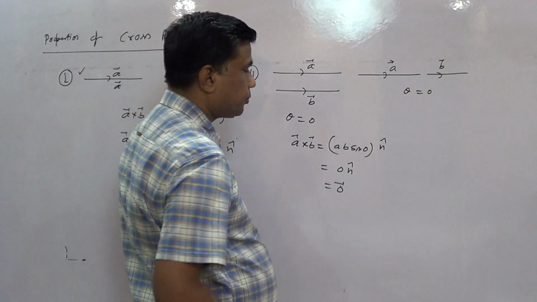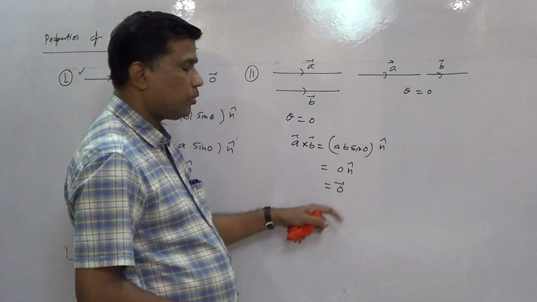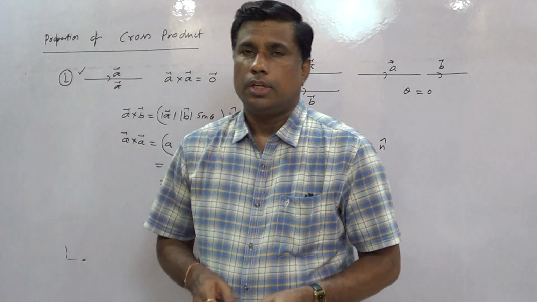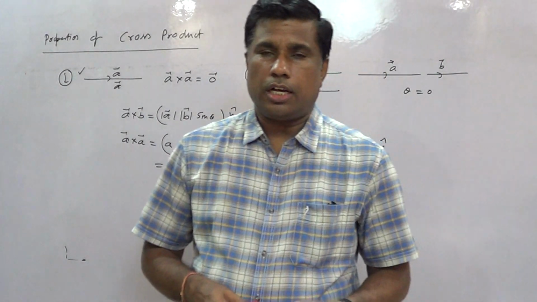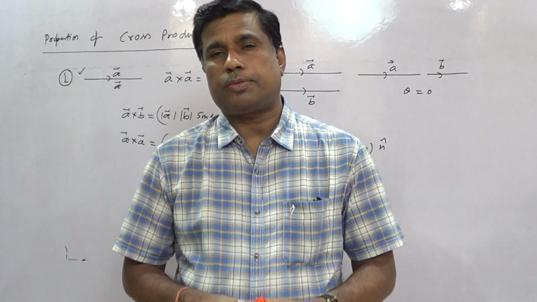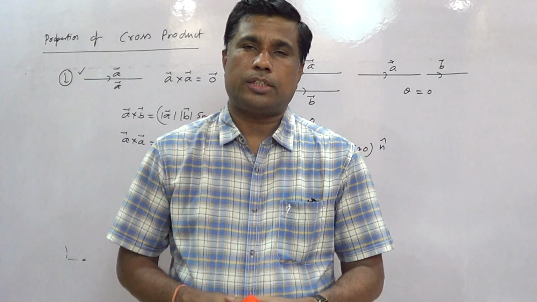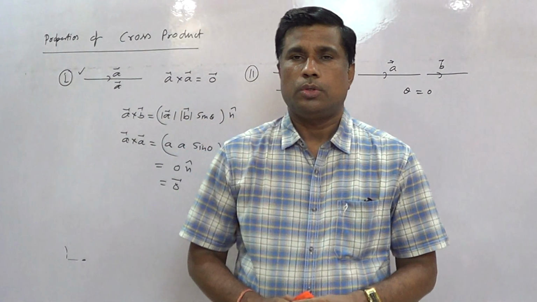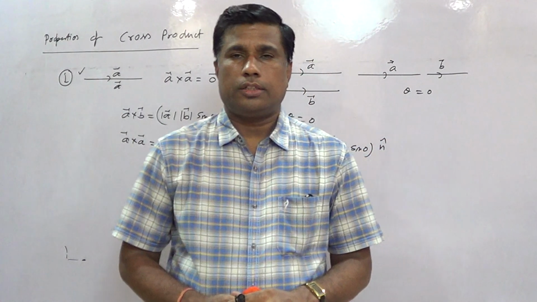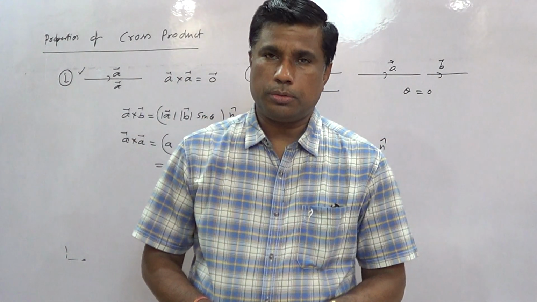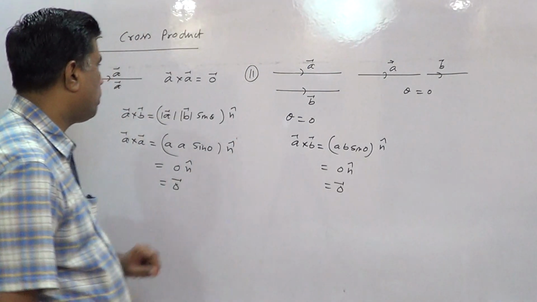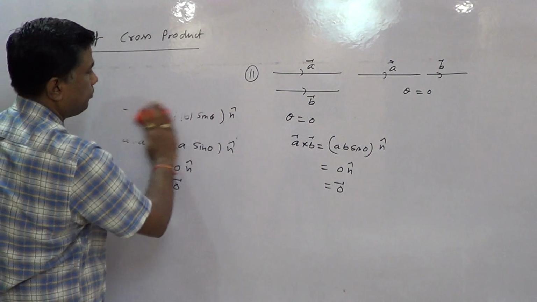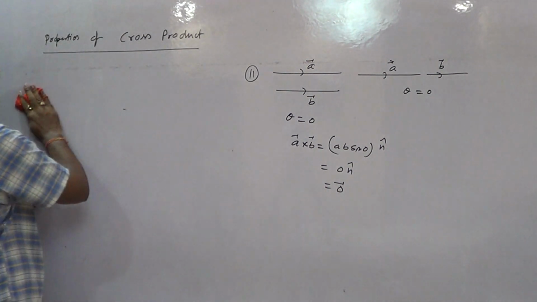This is a unit vector. So scalar into vector equal to vector. So student, this is the second property. You can write it: cross product of two parallel vectors or two collinear vectors is equal to 0 vector. Cross product of two collinear vectors or parallel vectors is equal to 0 vector. So this is the second property of cross product. Now, third property. Listen.